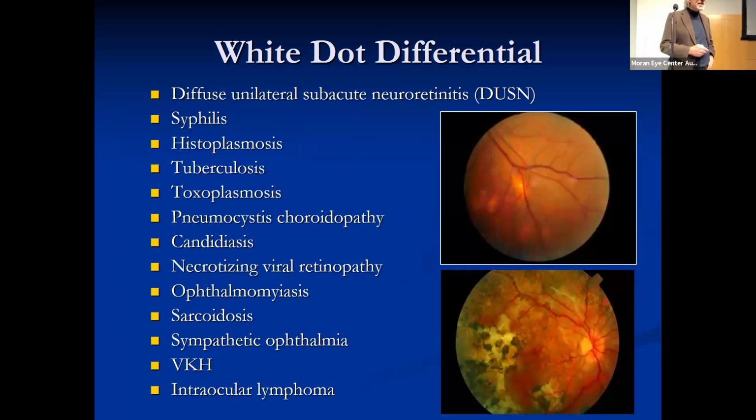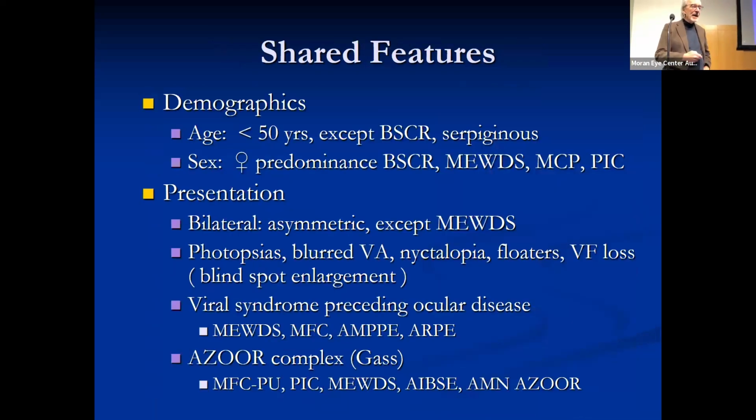The differential diagnosis is extremely important because many infectious chorioretinitis entities can produce white dots, such as syphilis, histo, tuberculosis, pneumocystis, candidiasis, and ARN in the beginning, and then non-infectious diseases such as sarcoidosis, sympathetic ophthalmia, VKH, and most importantly, neoplastic masquerade syndromes such as lymphoma.